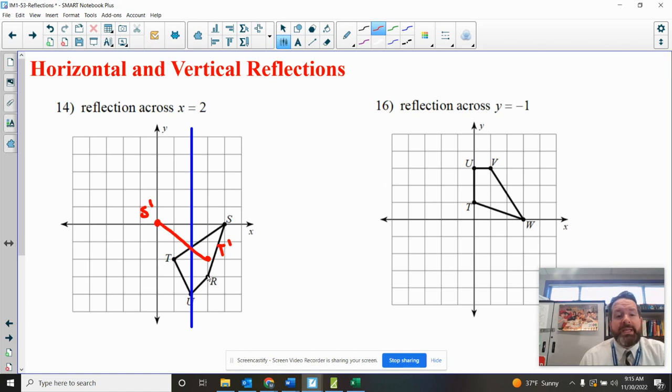For the R, let's do the same thing. R is 1 unit from the line of reflection. So go to the other side by 1 unit. There is your R prime. We can do then a connection here with the S.